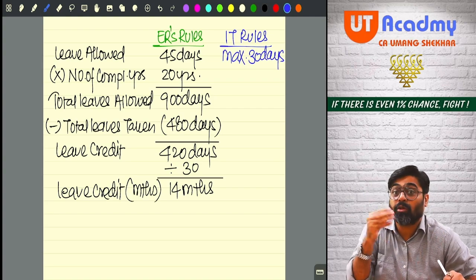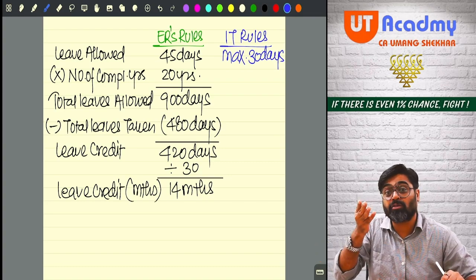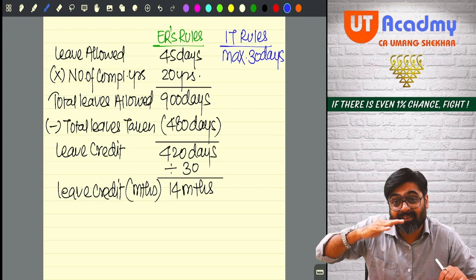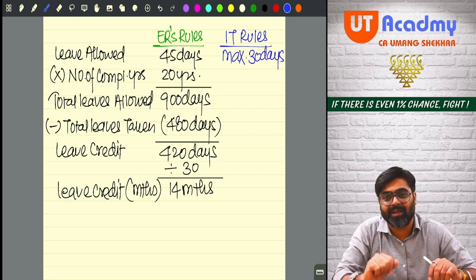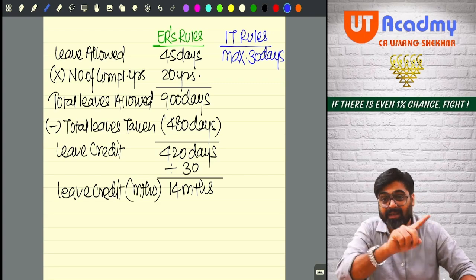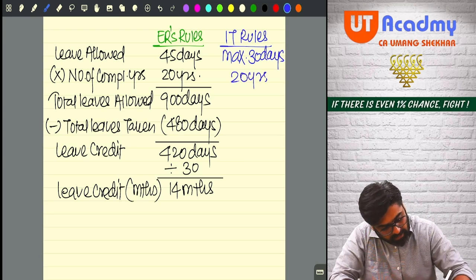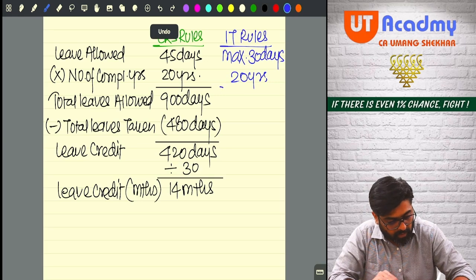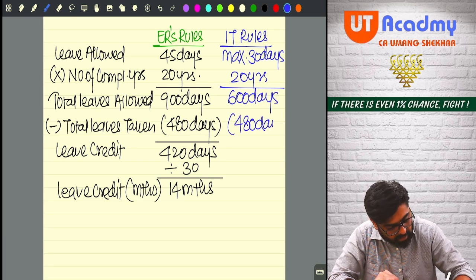Because it is possible that the employer's rule might say 30 or less also. But what if the employer's rule says more than 30? Then there is a restriction on the leave credit, because the maximum leave allowed as per IT rules is what? 30 days. So now the same calculation I have to do as per 30 days also. This 30 days would have been allowed for 20 years. So for 20 years, how many days leave would you have got from your employer? 900? No. Now it would have been 600 days. Out of that, how many days leave did you take? 480. This will not change. Now tell me, 120 days.